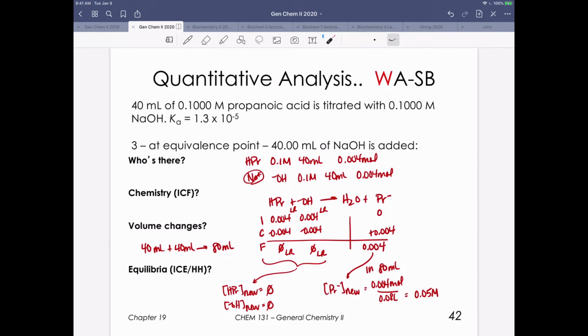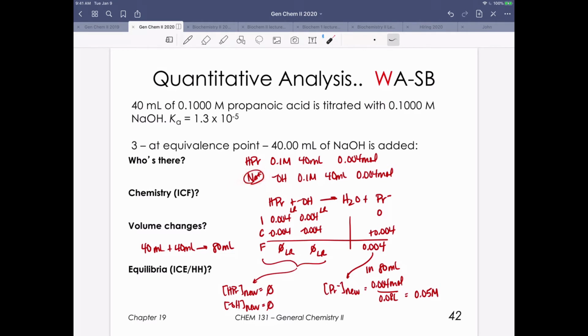So again, at the equivalence point, and I'm treating each of these problems as though we started kind of from scratch, even though this is kind of a solution that's been dripped in all along. From a calculation standpoint, you're only going to get one of these problems on a test, so you can kind of treat it as though you've added all of this 40 milliliters at once. So again, 40 milliliters of our weak acid gives us 0.004 moles of our weak acid. Adding the same amount of the same concentration of our strong base gives us the same number of moles of hydroxide.